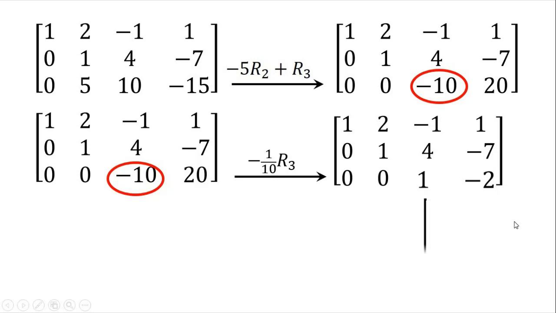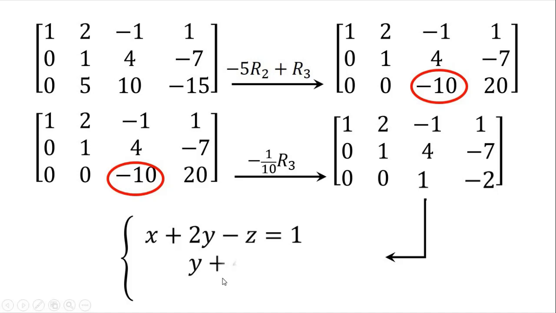So with this augmented matrix, we can express this into a system of linear equations whose solution is exactly the solution of the original system that we looked at. For the first row, this corresponds to the equation x plus 2y minus z equals 1. For the second row, this column is for variable y, so we have y plus 4z equals negative 7. And lastly, we have z equals negative 2.